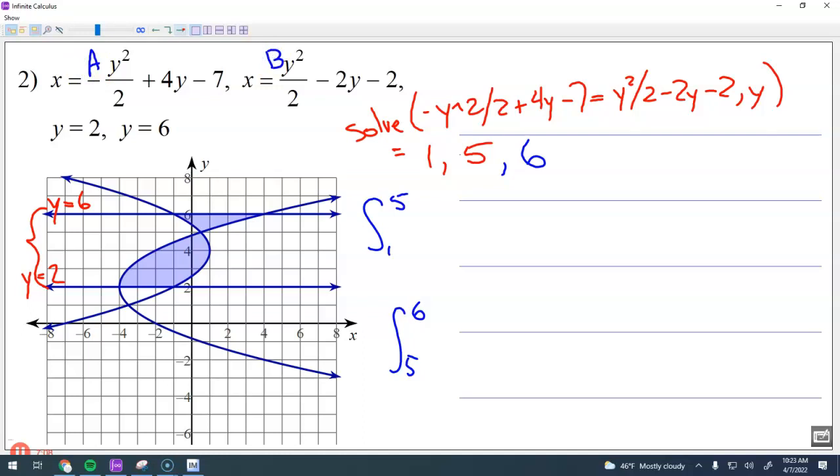If you want to know for real which one's on which side, plug in a number. So if I plug in like 4 for y, plug in a y value. If I plug in 4 to this top one, I'll get negative 16 over 2, so negative 8 plus 16, so 8 minus 7, I got a y value. When I plugged 4 into this one, I got an x value of 1. So this equation is A, which means this one must be B.